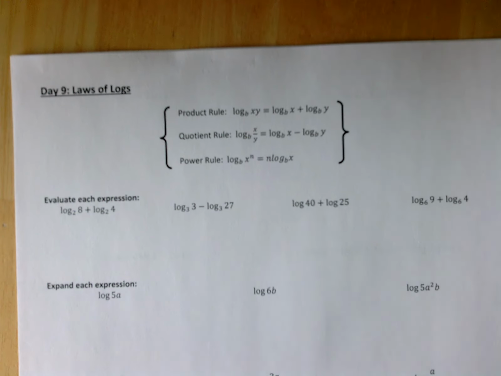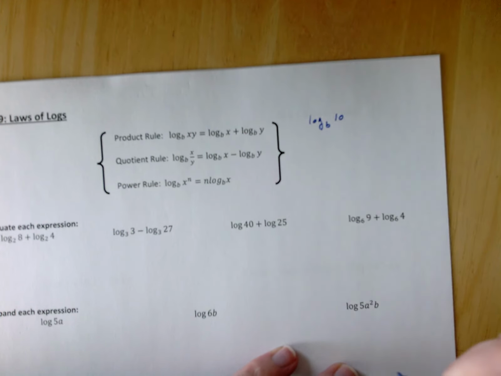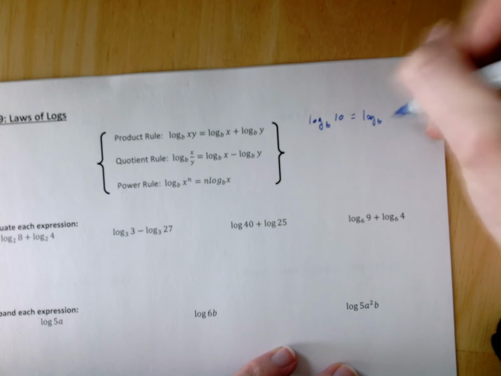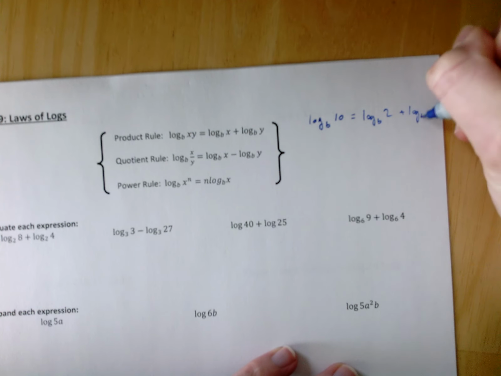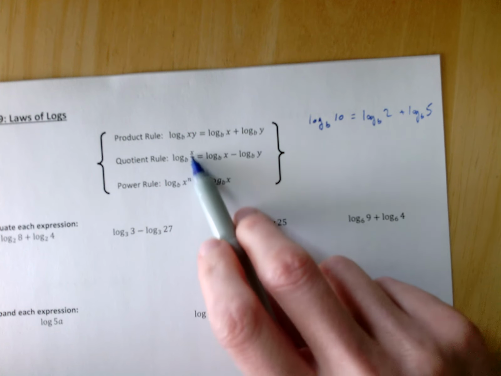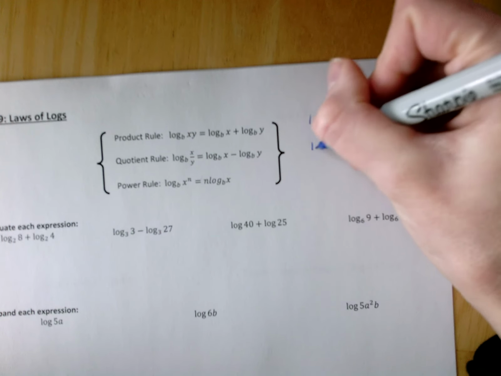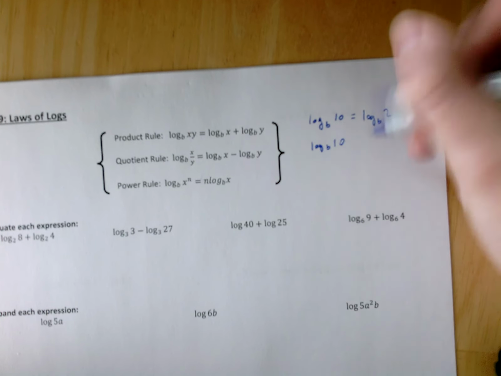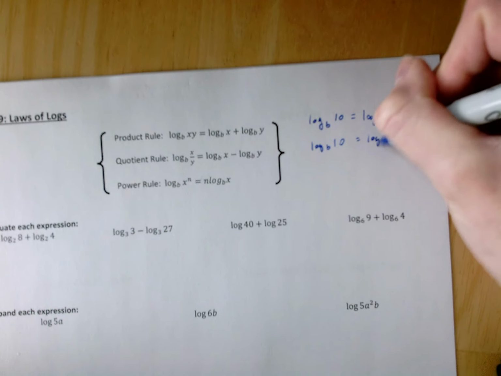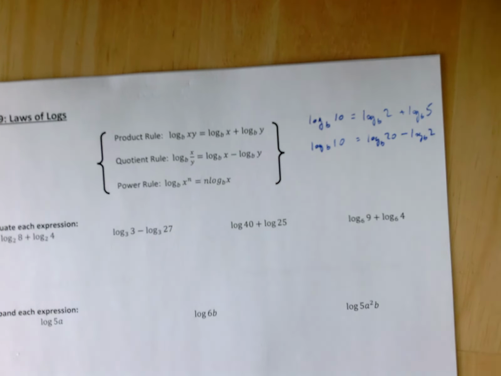As an example, if you have log base b of 10, since 10 is the same as 2 times 5, you can rewrite this as the log base b of 2 plus the log base b of 5. The quotient rule is that when your argument can be divided, you can break it up into two logs that have been subtracted. So as an example, log base b of 10: since 10 is, say, 20 divided by 2, I could rewrite this as log base b of 20 minus log base b of 2, because 20 divided by 2 gets you 10.